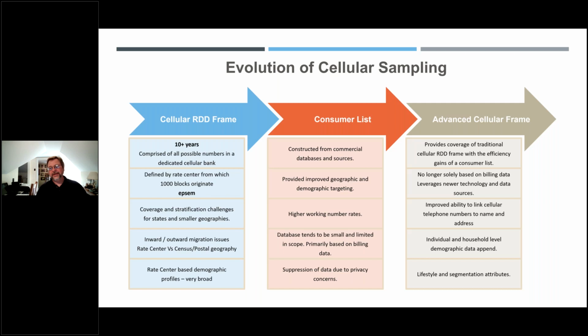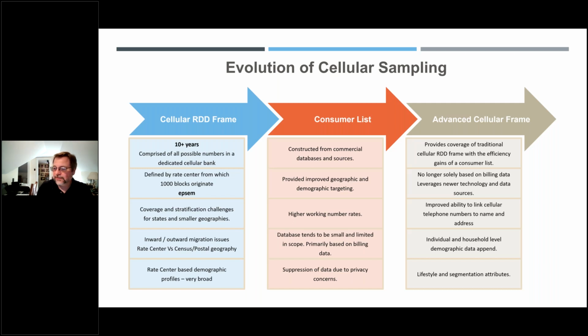In addition, really the only demographic information that was available for the traditional RDD frame was a large aggregation at the rate center level. And it was such a large geography that it really was difficult to use beyond maybe trying to identify a higher ethnic area, race and ethnicity. But beyond that, using demographics at the rate centers really didn't have much of an efficiency gain whatsoever.